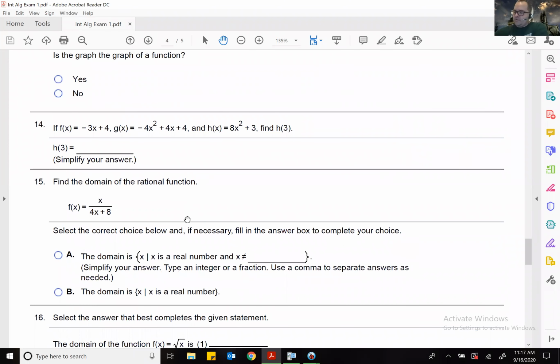Okay, number 14. We've got 3 equations, f of x, and this is what we call function notation. It's just a fancy way of saying y equals. So we got f of x equal to negative 3x plus 4. We've got g of x equal to negative 4x squared plus 4x plus 4. And we've got h of x equal to 8x squared plus 3. And they're asking us about this h with the 3 inside the parenthesis.